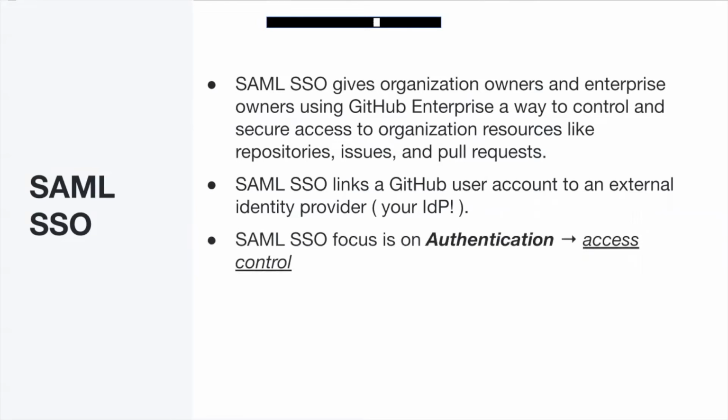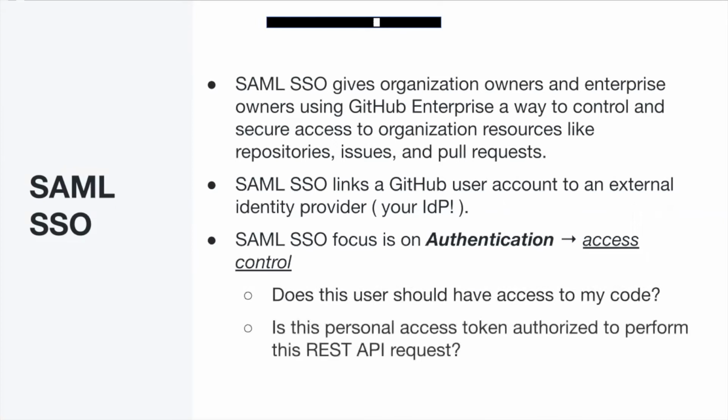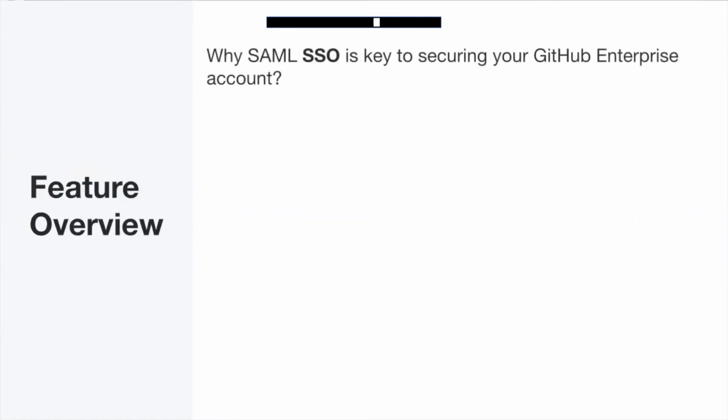So the SAML SSO focuses really on the authentication part. So it's the part that we're going to use to reply to these questions: does this user have access to my code? And if there are personal access tokens, how do we authorize them to perform a REST API request? Moving forward to discuss the feature overview and try to reply to this question.